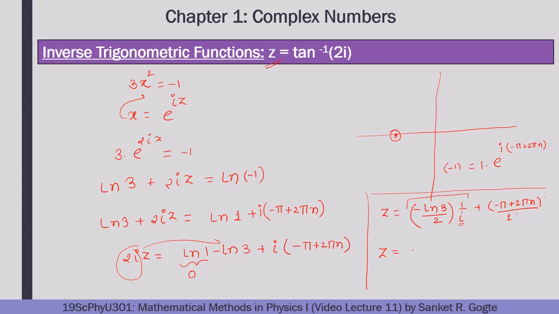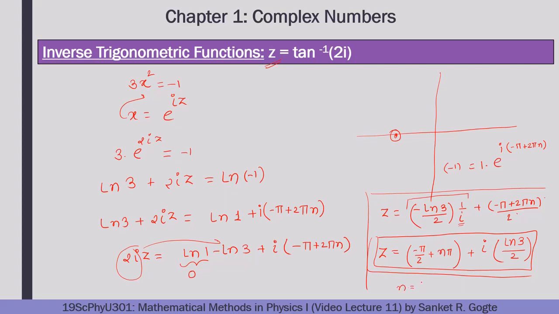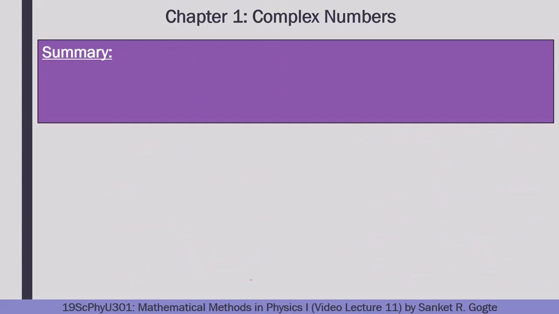So I will write it in terms of x plus iy. It is now going to be equal to minus pi by 2 plus n pi plus i into log 3 divided by 2. Therefore, these are the possibilities for z, for which tan z will be equal to 2i, and therefore tan inverse of 2i is given by these numbers in the bracket. Here n is any integer, and as a common theme we can see that the inverse of the trigonometric function is also multivalued. If we consider n to be equal to 0, then this gives the principal value for tan inverse of 2i.